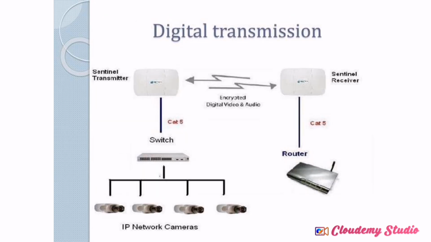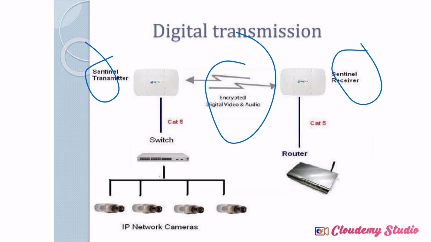Let's proceed. Digital transmission. So here is just the connection where you have the Sentinel transmitter, then encrypted digital video from here. Okay, then we have the Sentinel receiver, then you have a router, like I've said. This is a Cat6 cable that I've used here. So this is just the connection.